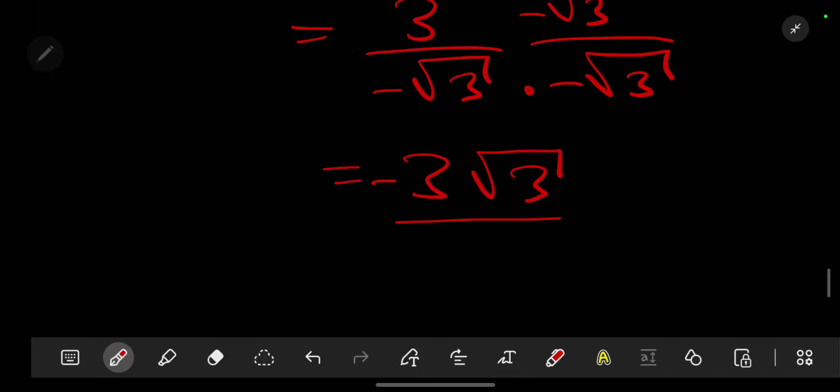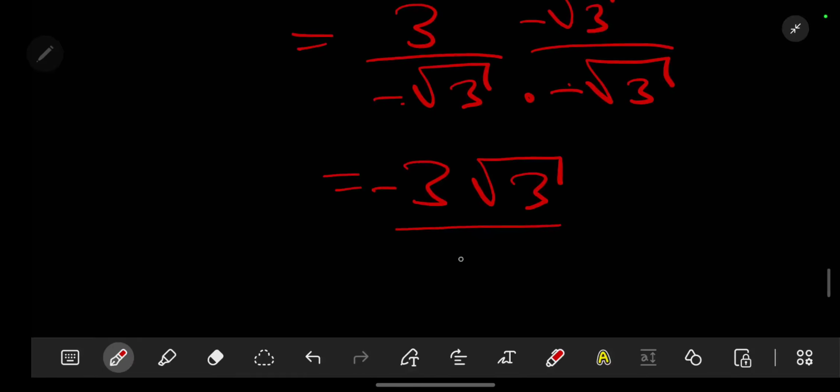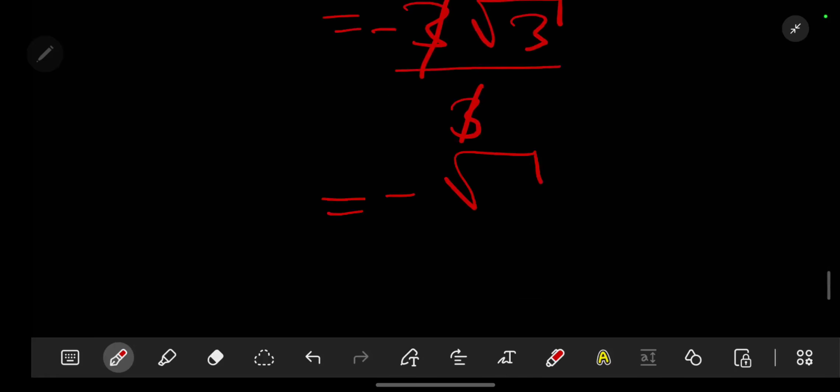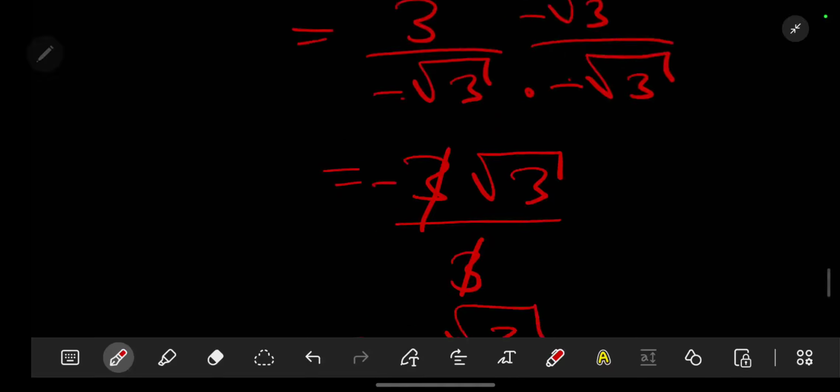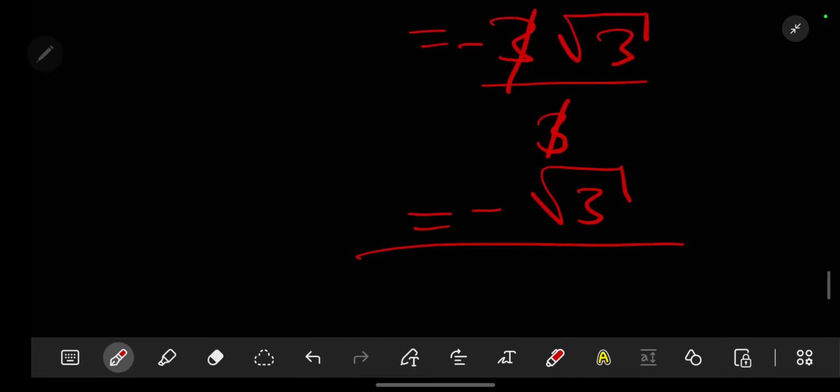Then over the negative, and the negative will be equal to positive. So we have what is inside is just a 3 like that. So this 3 and this 3 cancel each other. Then we are going to remain with the root of 3. So that is the value of the cotangent of 510. So the cotangent of 510 degrees is equal to that.